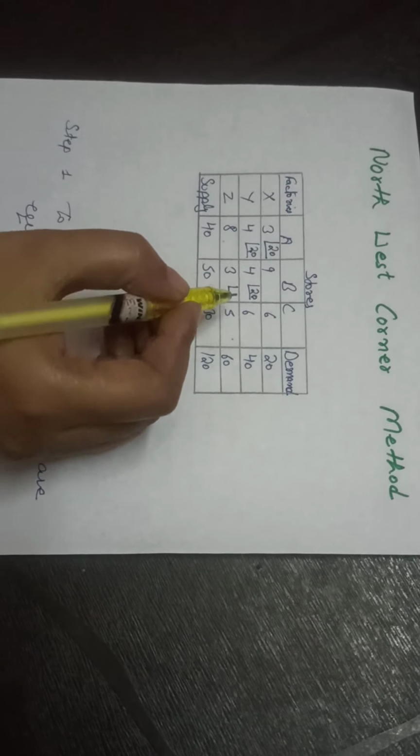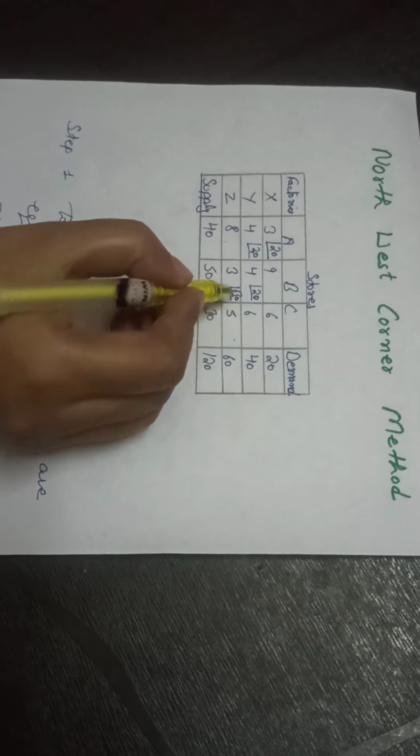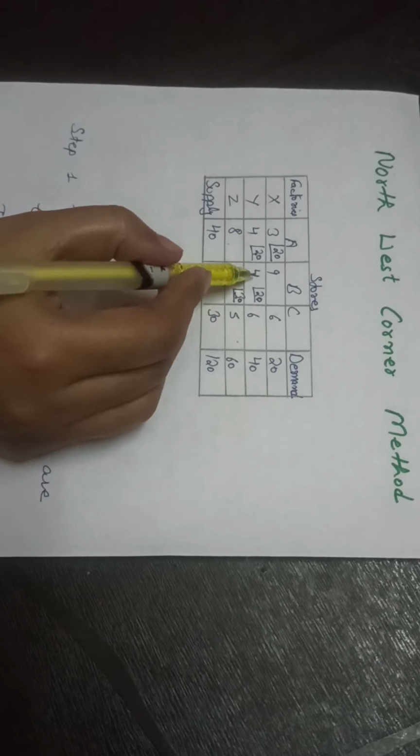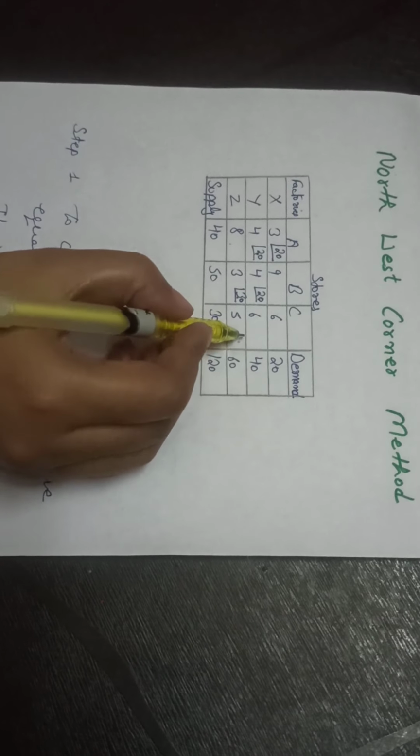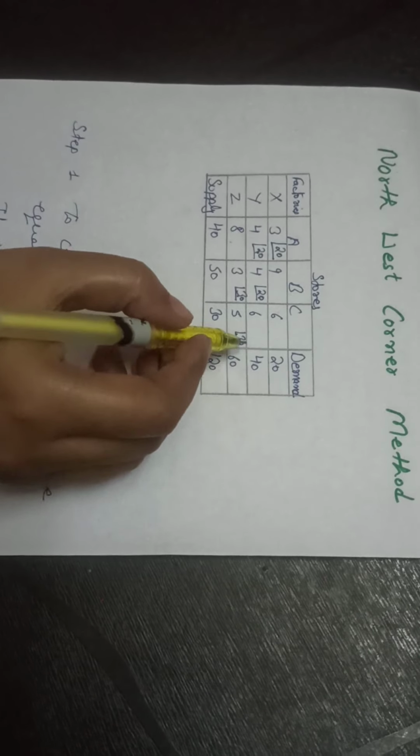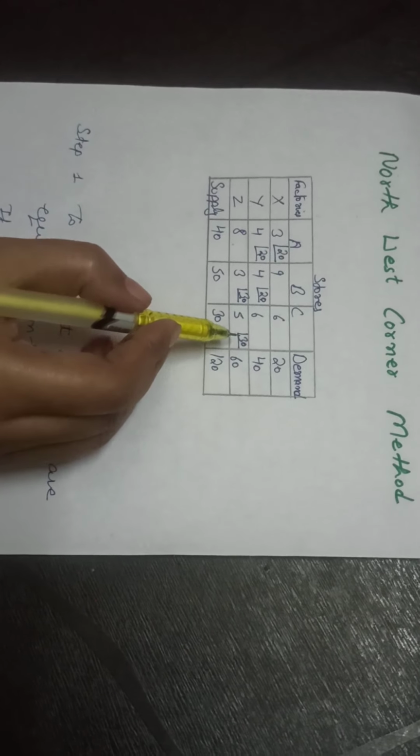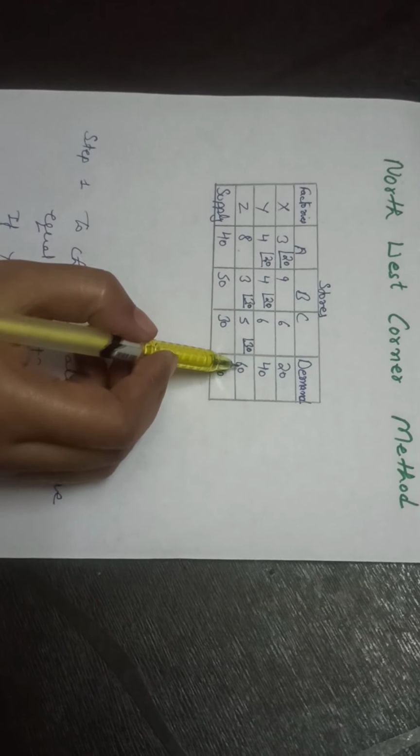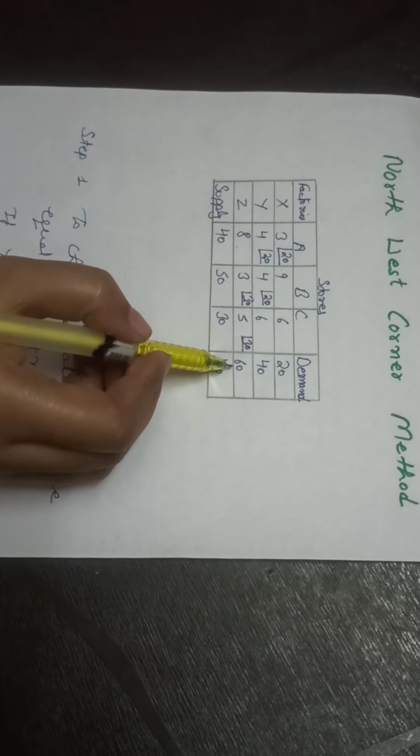So here we can write 30. Now this column has been fully satisfied and this row has been fully satisfied. Last we have this column and this row. We can write 30 in this cell. So we can see that this last row also has been fully satisfied.